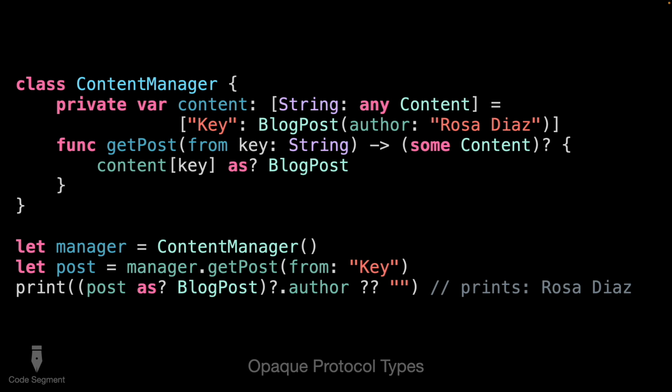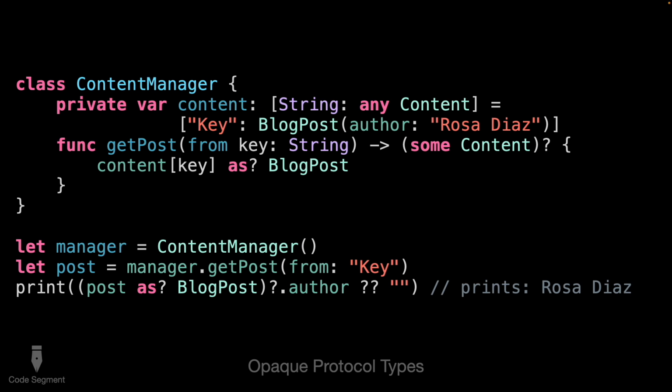Let's use as question mark to say, okay, if it's a blog post, then we just say, okay, cool, here it is. It's a blog post. If it's not a blog post, then we'll just say it's nil. Of note, this function is somewhat nonsensical, because the next thing we do immediately is return it as some content, which means we say, oh, cool, we got it.